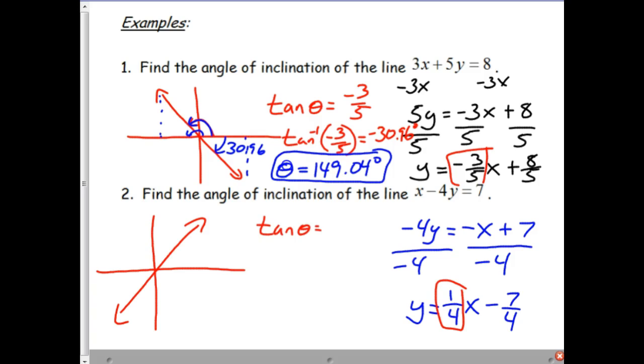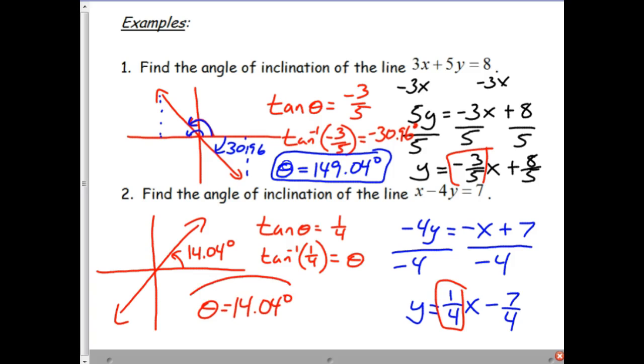Tan of theta equals 1 over 4. So that means the inverse of tan is what we're going to be using to find our angle. When we plug that in, we get 14.04 degrees. And hey, we don't even have to do anything to that. It's actually already there for us. So theta equals 14.04 degrees. That's our answer.